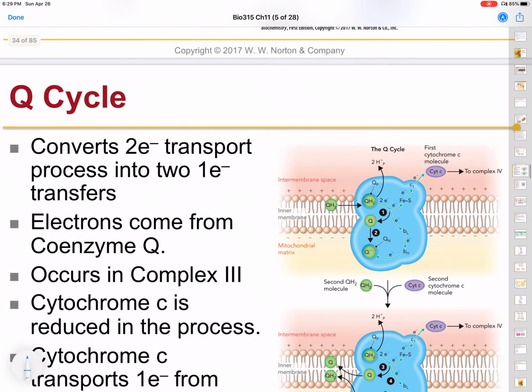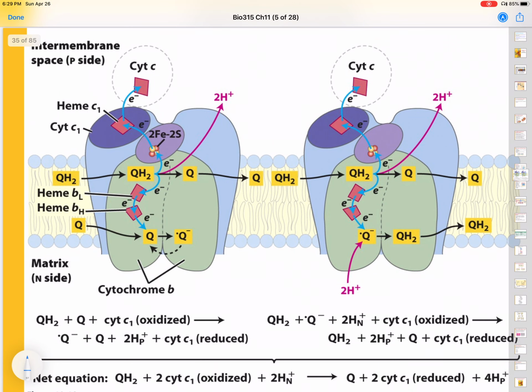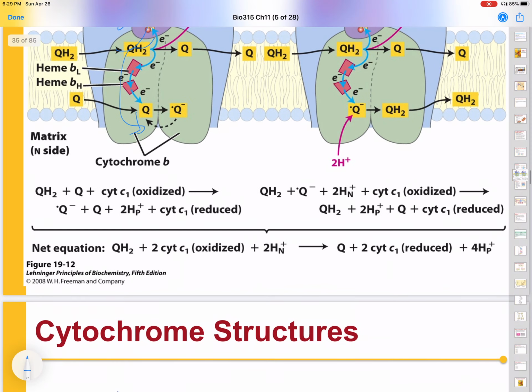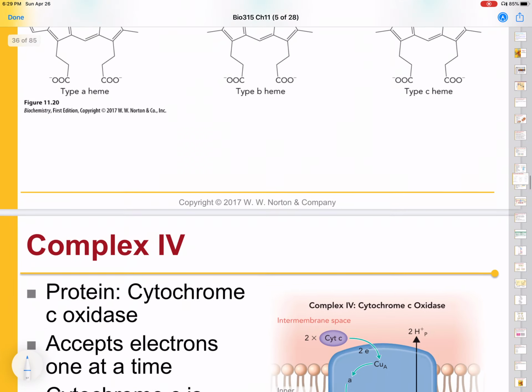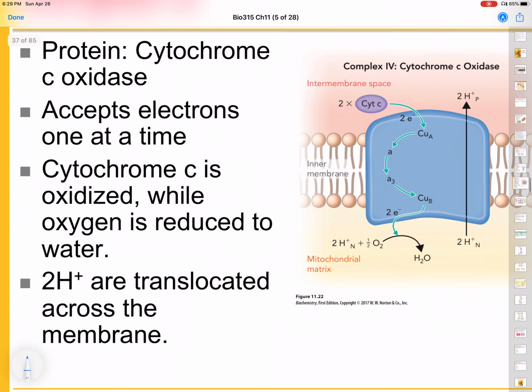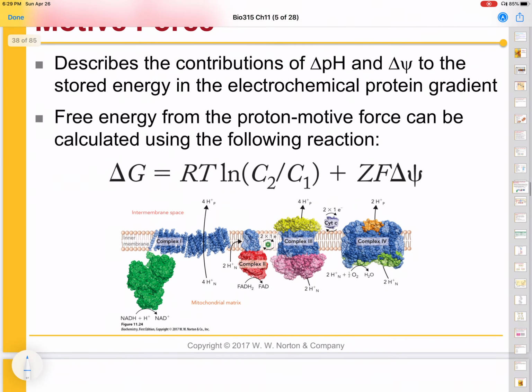I'm not going to talk about the Q cycle, but it's really fascinating how this works and what's going on with the electrons. But this is a little bit complicated for an online lecture. I would do this if we were in real life, but, you know, COVID and all of that. All right. And then we get to complex 4. So that looks like this.